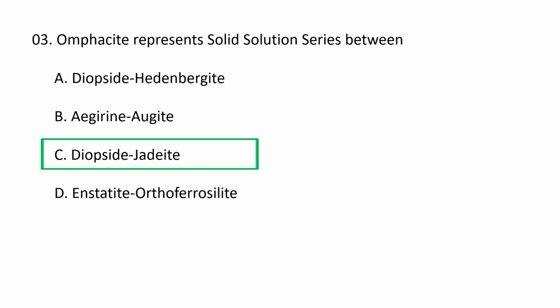It's a member of the clinopyroxene group, often appearing in high pressure metamorphic rocks like eclogites. While it is primarily a solid solution of jadeite and diopside, it can also contain significant amounts of aegirine.